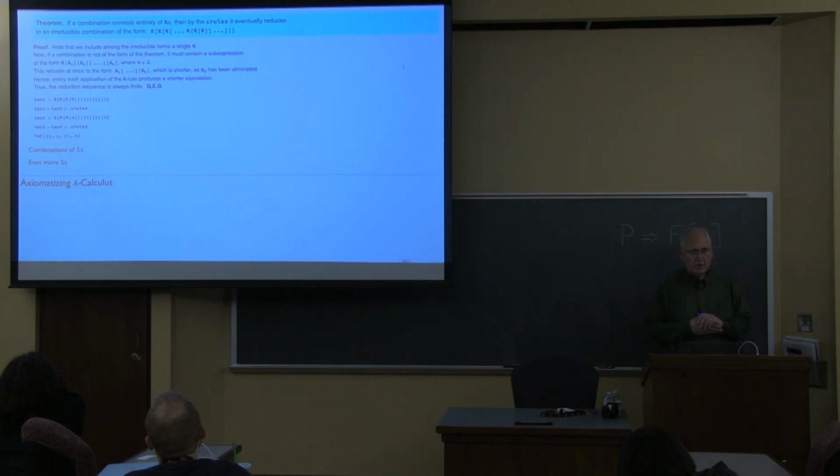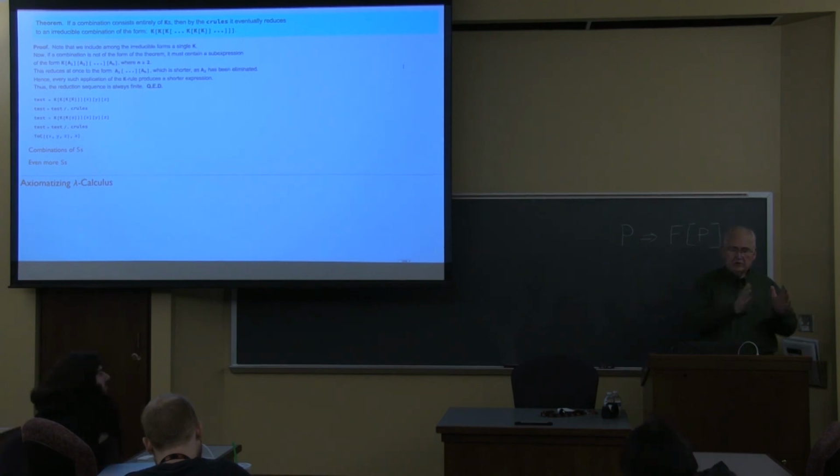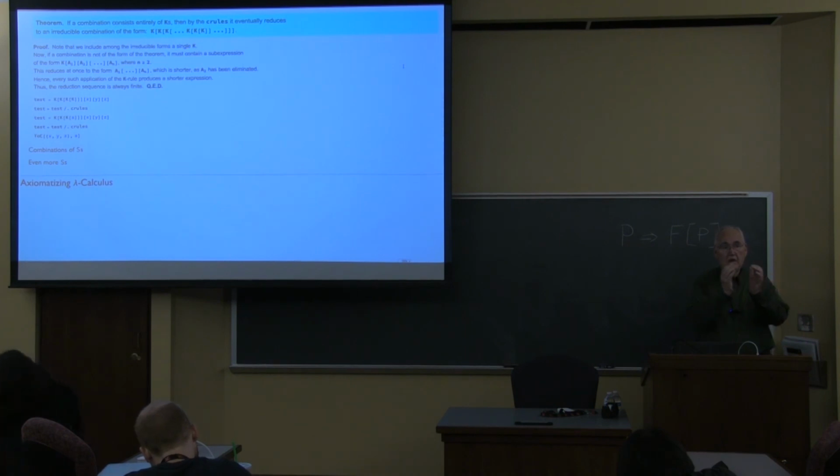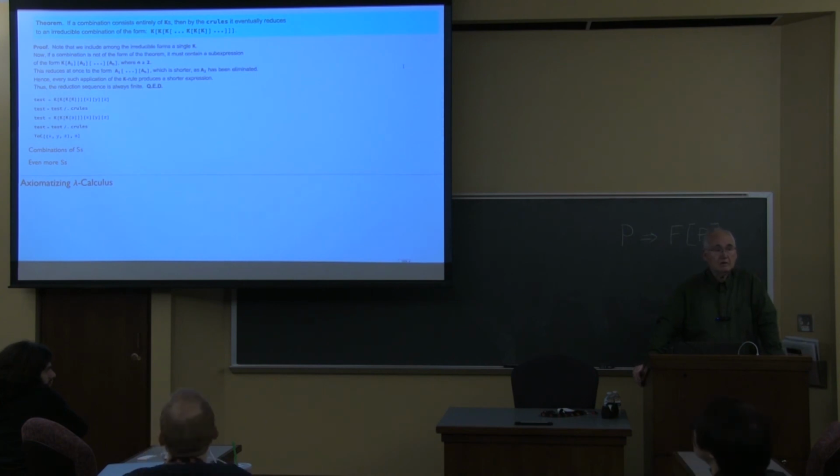So suppose you have a combination that only involves k. Well, what it's going to look like when we parse that expression, it's going to start out with k of something, of something, of something. That's the only way you can parse square brackets there. Okay?